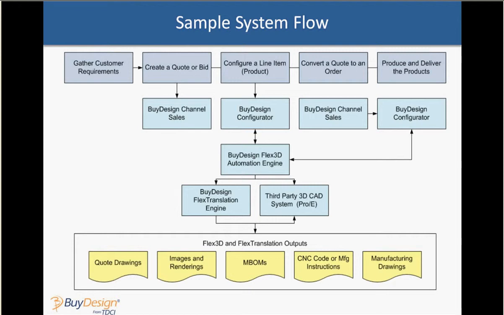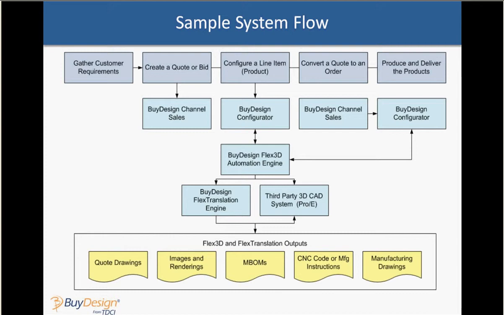I won't talk about the translation engine right now, but directly driven from the configurator, Flex 3D can create all kinds of outputs as noted on the bottom. So some people do it during quoting or configuration. Sometimes other companies don't worry about running Flex 3D until something's converted from a quote to an order, because maybe they're using it to drive manufacturing outputs, CNC code, detailed drawings for manufacturing, etc.